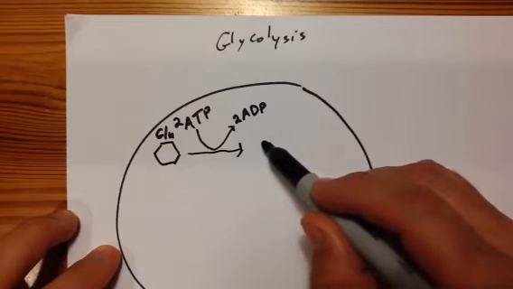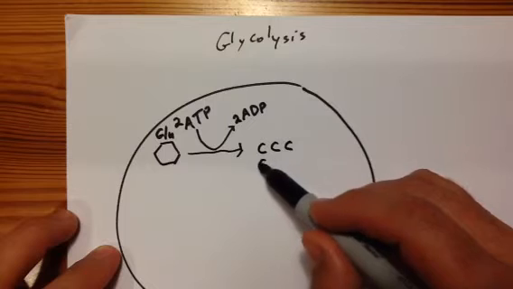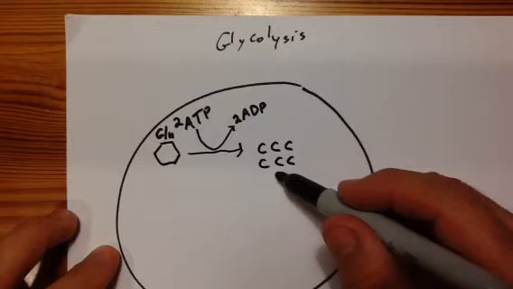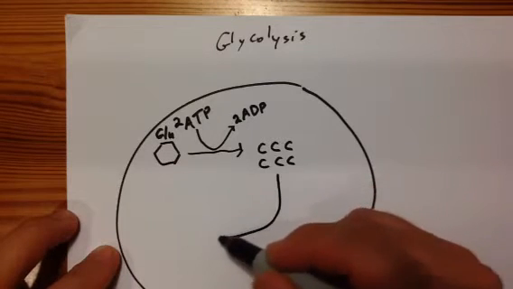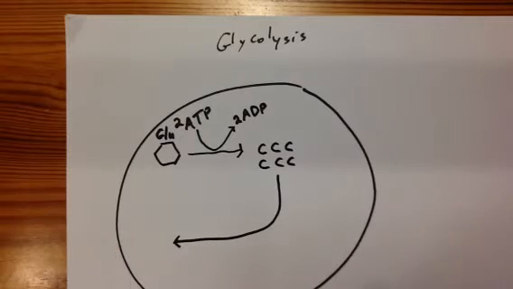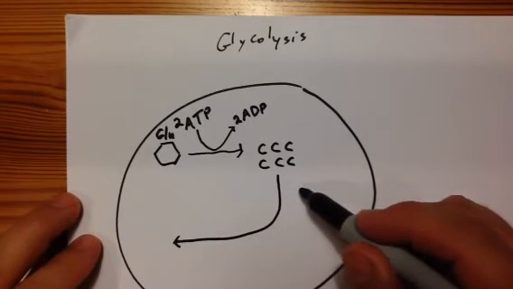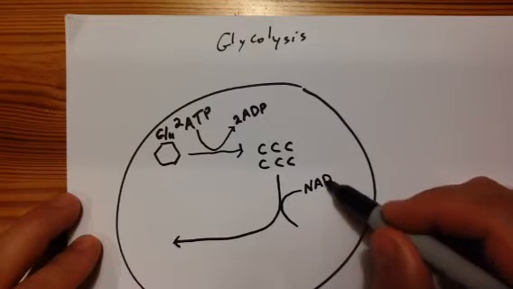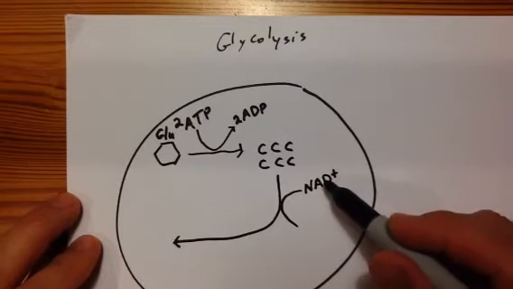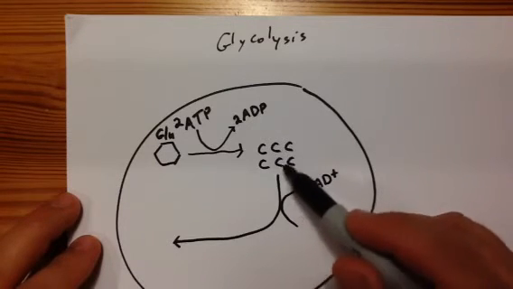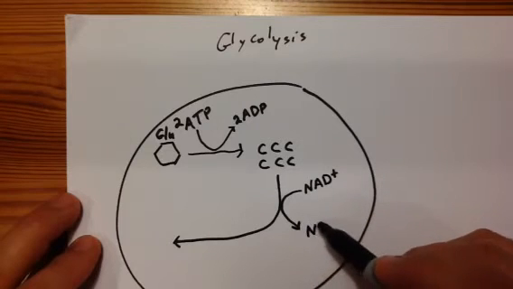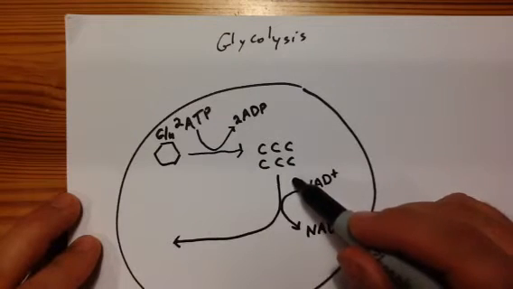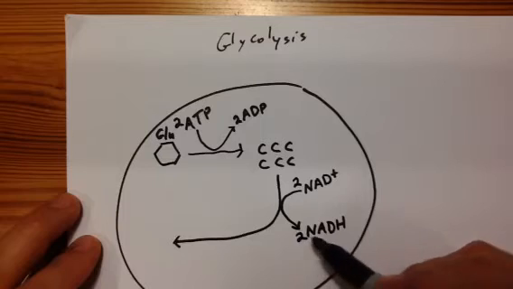And that is going to produce 2 3-carbon intermediates. The 3-carbon intermediates are then going to be oxidized. And what causes that is a molecule called NAD+, which is going to remove electrons from these molecules to create NADH. That's going to happen twice to produce 2 of those.